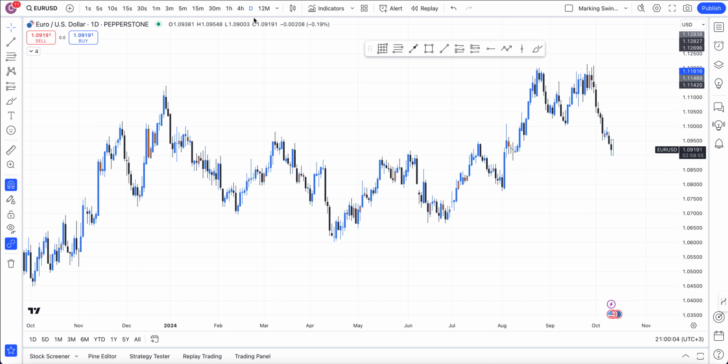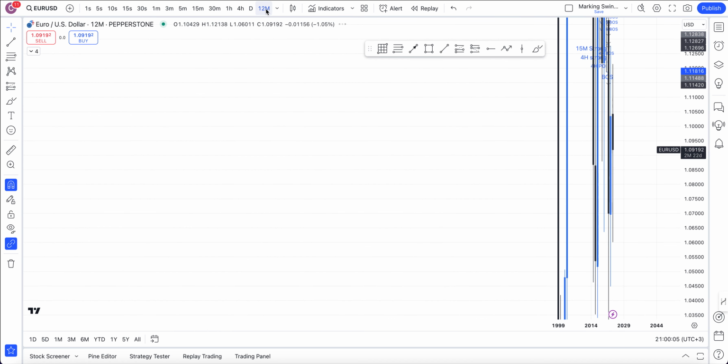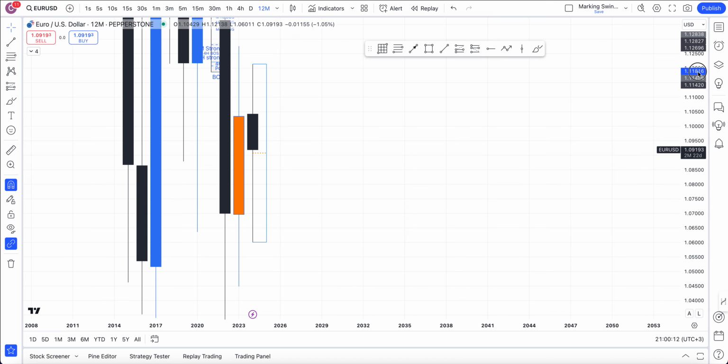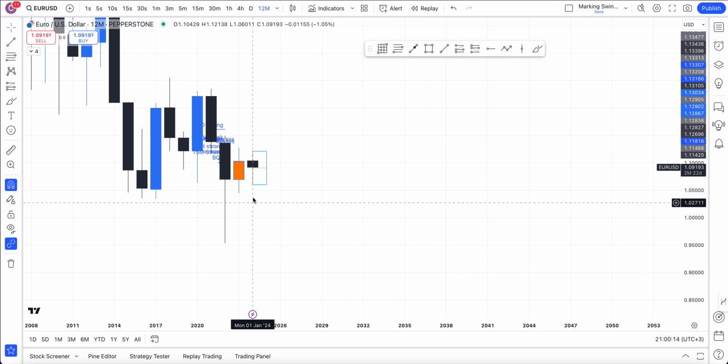So if we go to 12 months, then one candlestick here, like this one, represents 2024, right? Because I have selected 12 months. One candlestick here represents 12 months, and the other candlesticks also represent 12 months each. So each and every candlestick represents 1 year, right?